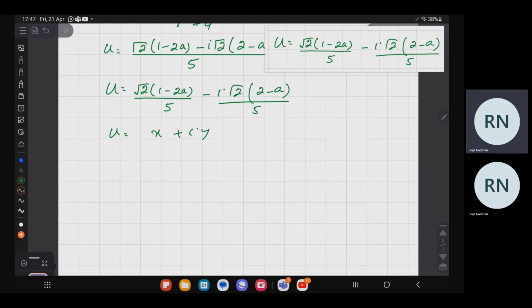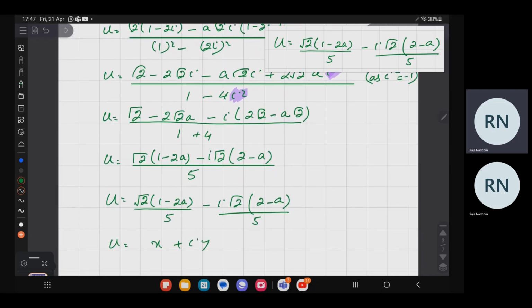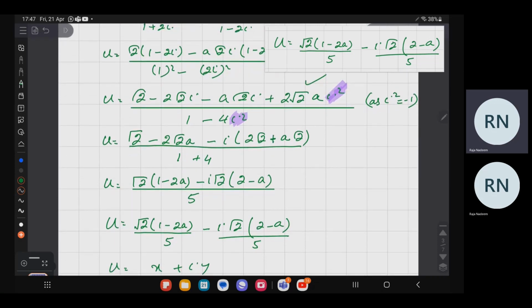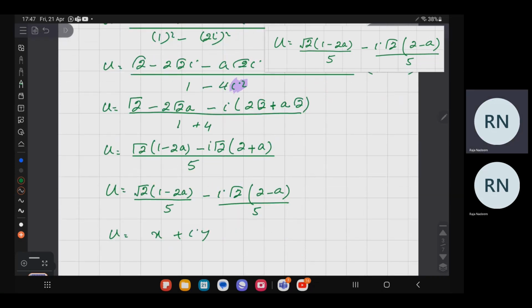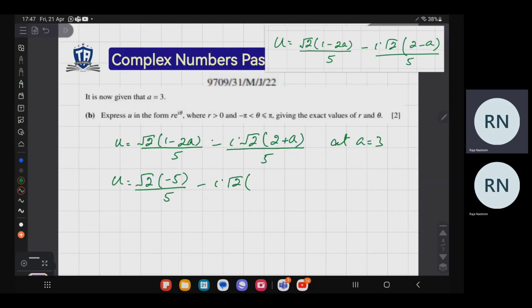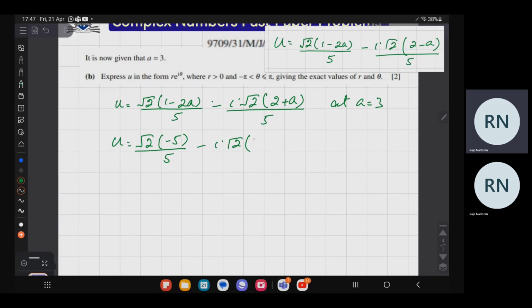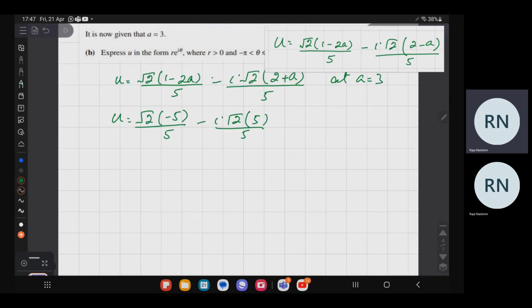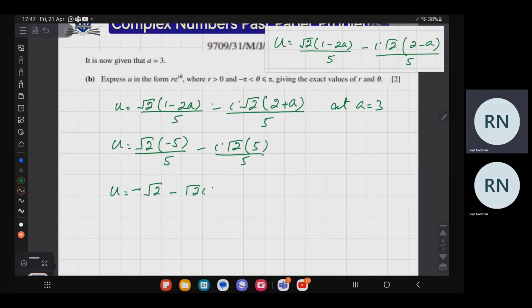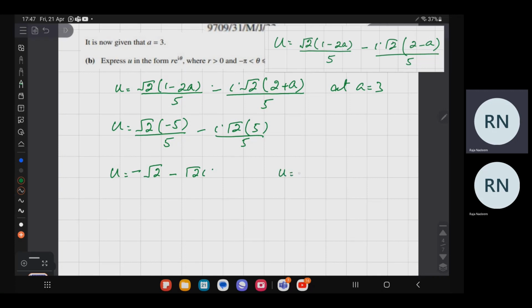Okay, wait, let me check in the previous part. So when I take minus common, there would be plus sign. Sorry, let me make the correction. It is 2 plus a, and this is 2 plus a. And when you take the value of a, it is 5 over 5. So u is equal to minus this and minus under root 2 iota. Okay, and we need to convert into the form of r e iota theta.